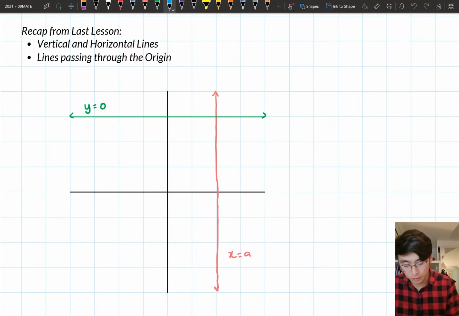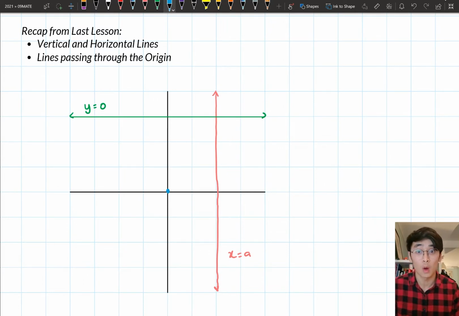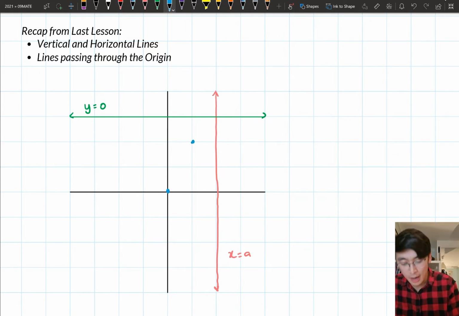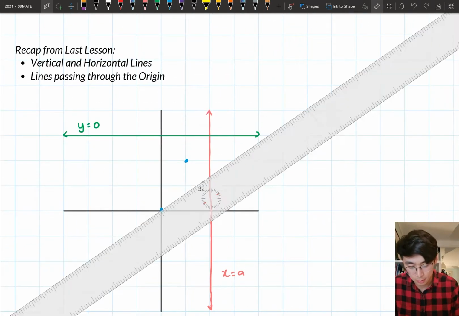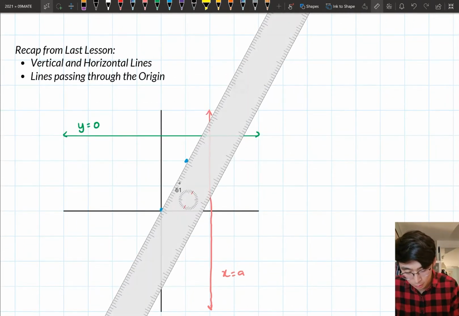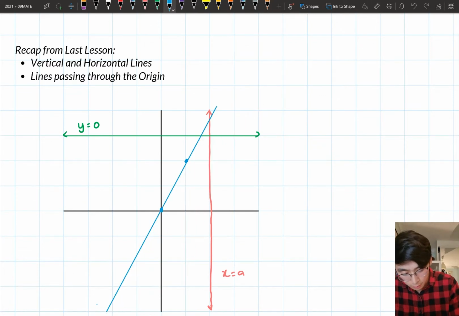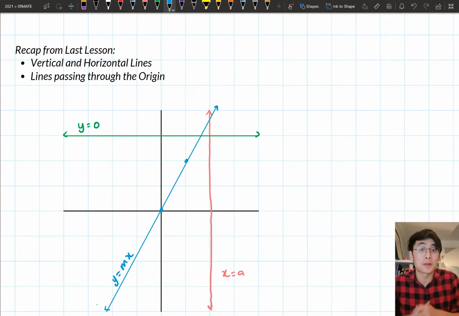Then on top of that, we also drew lines where the equation was y is equal to mx. And the thing that we noticed was that we put a dot at the origin, and then we substituted another value, in particular the easiest was to substitute x is equal to 1 into the equation of our line. And it gave me another point that I could put on my Cartesian plane. And then I drew a straight line through those. This is an example of y is equal to mx. And so that's the three special lines that we looked at last lesson, which only had one intercept. So each of these lines only had one intercept.